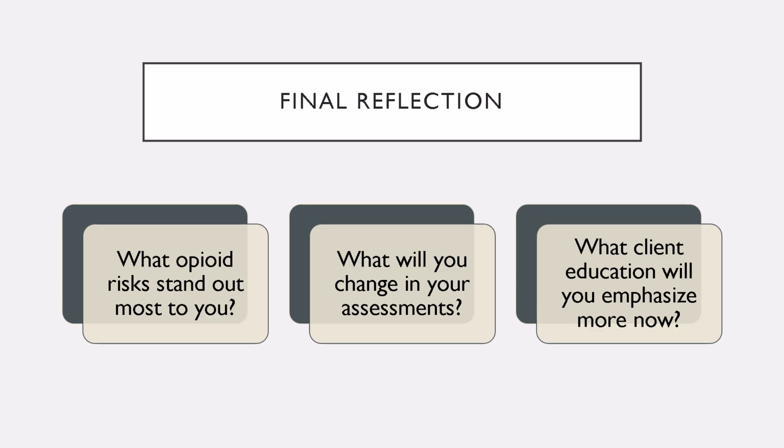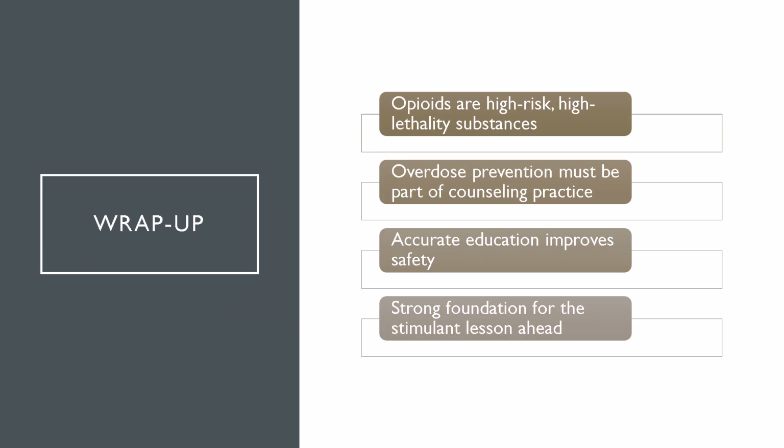Also, I want you to think about client education. What messages are you going to emphasize more now? Maybe you're going to be more direct about fentanyl. Maybe you're going to start talking more clearly about not using alone or the risk after jail or treatment. Maybe you're going to feel more confident discussing naloxone or correcting misinformation about MAT. Reflection matters because it's going to turn information into practice, and it's going to help you move from "I learned something" to "I'm going to do something differently." And that shift is where professional growth is going to happen.